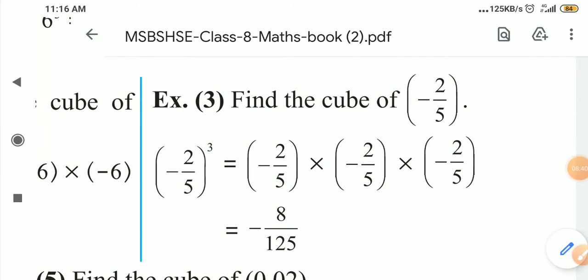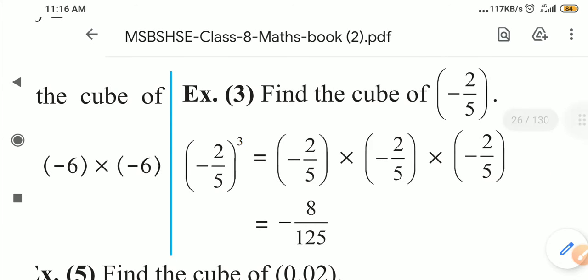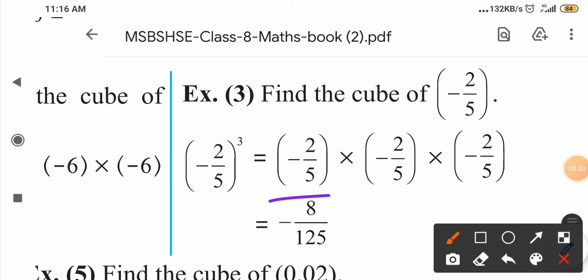The next question: find the cube of minus 2 upon 5. Cube means what? We have to do the multiplication 3 times. So minus 2 upon 5 into minus 2 upon 5 into minus 2 upon 5. As I told you before, the cube is negative, because the number whose cube we have to find is negative. That's why the answer is negative.